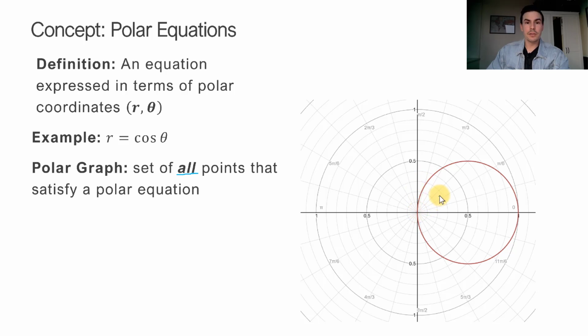So as we get further and further from the pole, our r value gets bigger. You can see here we have an r value of 0.5, and then we keep going and we have an r value of 1. So that's moving out from the pole. Now this would be our polar axis right here.